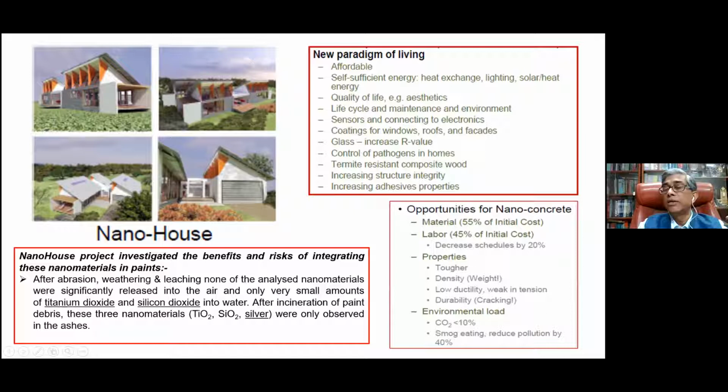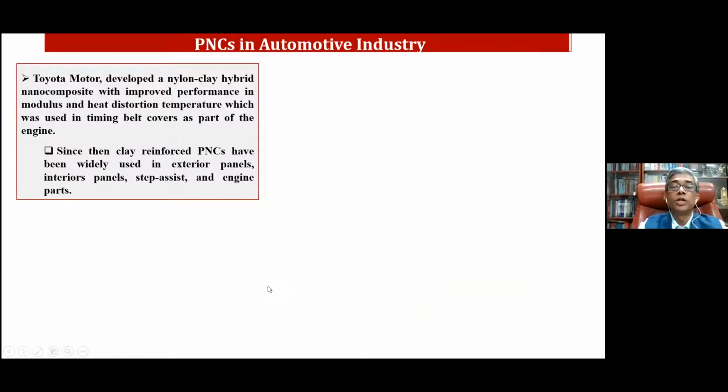And as I said, there are also nanocomposites, which reduce material cost and labor cost, giving a lot of properties and reducing environmental load. This nano house project investigates the benefits and risks of paints using nanomaterials. They can be used for abrasion, weathering, and leaching property control, so we can develop a lot of this.